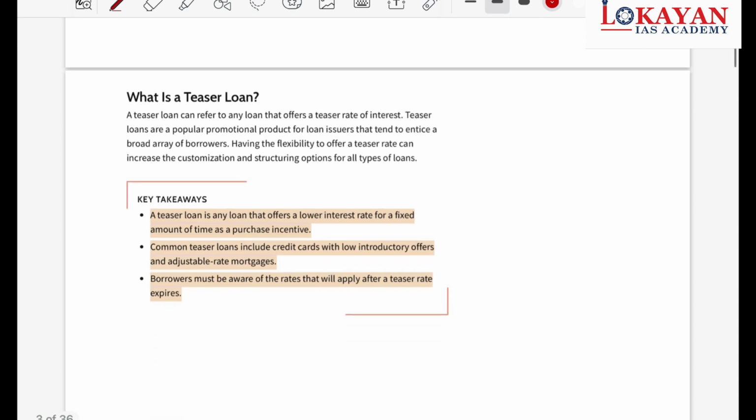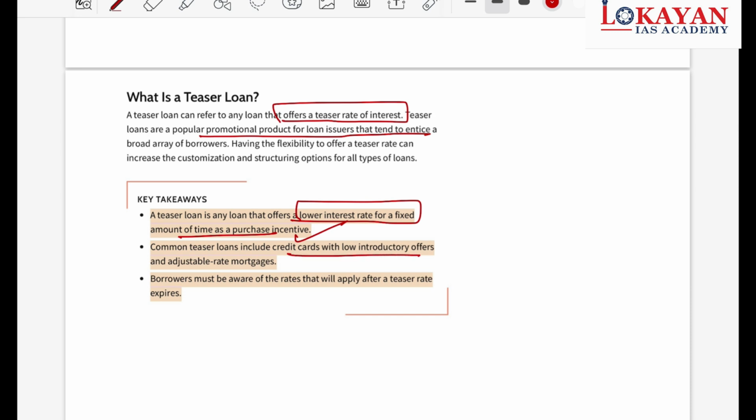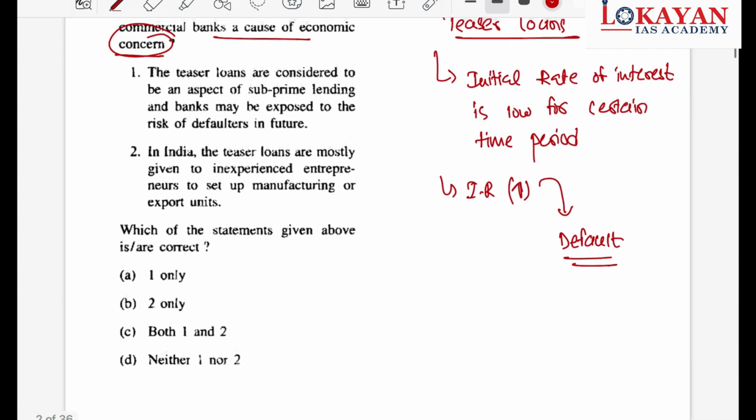You can see here, a teaser loan can refer to any loan that offers a teaser rate of interest. Teaser loans are a popular promotional product for loan issuers. A teaser loan is a loan that offers lower interest for a fixed amount of time as a purchase incentive. Common teaser loans include credit cards with low introductory offers and adjustable rate mortgages. Borrowers must be aware that higher rates will apply after the teaser rate expires. These are features of teaser loans.